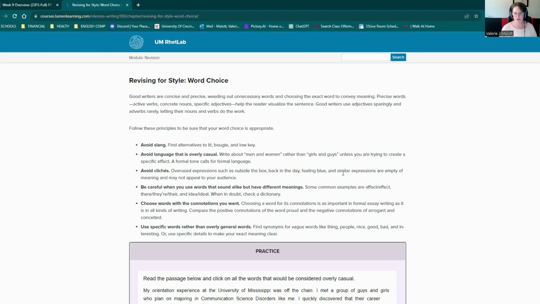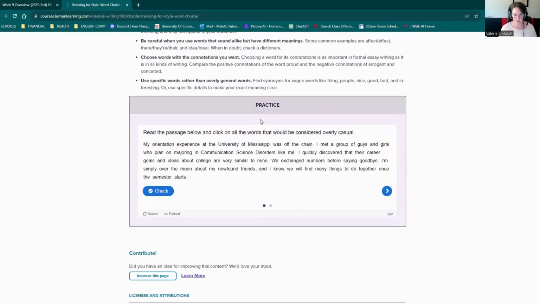You also want to use specific words rather than terms or words that are overly general. You don't want to have vague words like thing, people, nice, good, bad, and interesting. Those are all kind of blah and vague language, right? So you want to be more specific, use more specific details to make sure that you're really saying the thing that you want to say. Again, there is a practice section down below if you want to put things into practice.